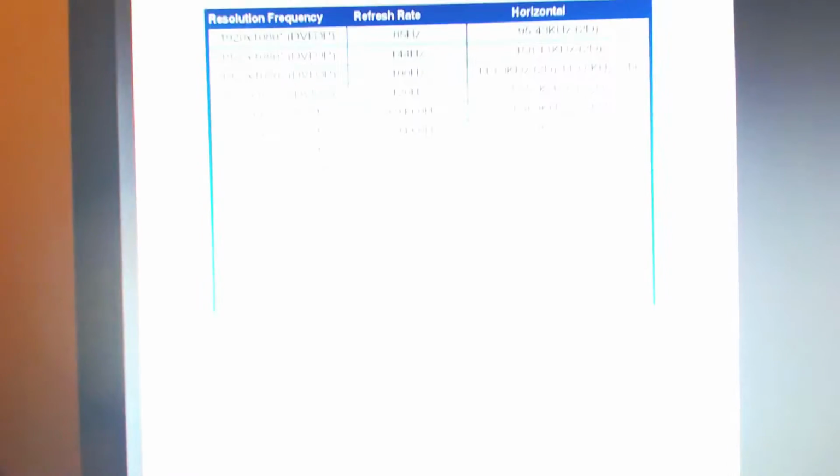And this is why. It shows the resolution frequency on the left, the refresh rate in the middle, and I don't know what horizontal means. But it might be because of the way the monitor is currently set up. But that doesn't make sense. It would make sense if it said vertical, but yeah.